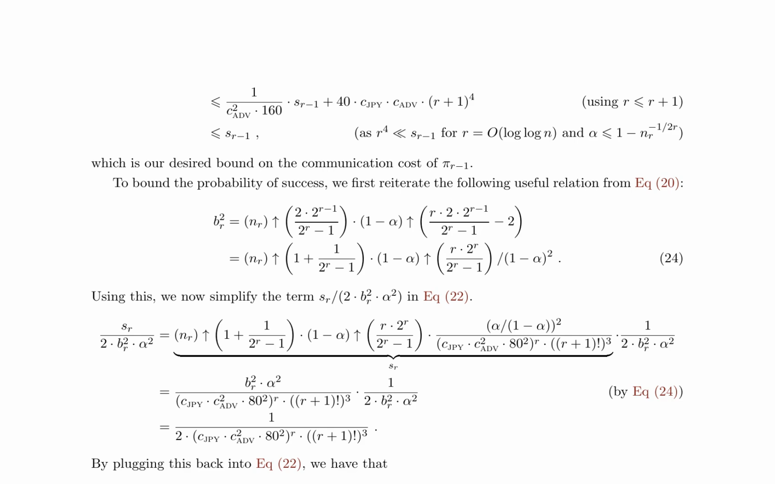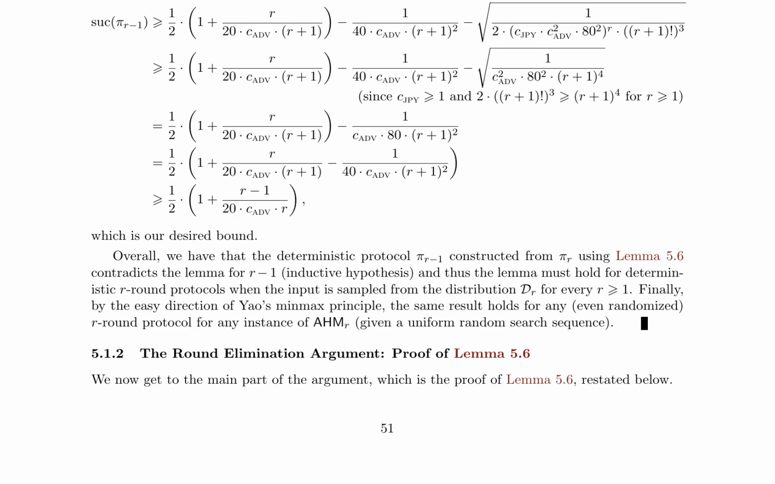The proof begins by defining a new protocol pi_{R-1}, which is constructed from pi_R using a specific transformation. The communication cost of pi_{R-1} is then bounded by the communication cost of pi_R, using inequalities derived from the properties of the transformation. Next, the probability of success of pi_{R-1} is bounded by the probability of success of pi_R. This is achieved through a series of inequalities involving the term S_R, 2b^{2R} alpha^2, which is simplified using a relation from a previous equation.